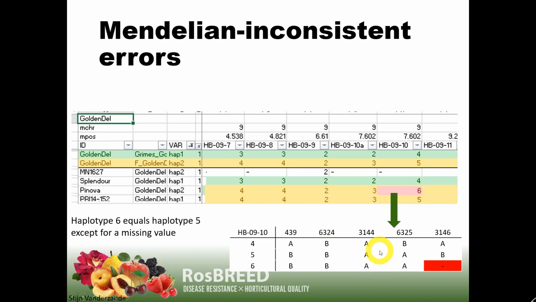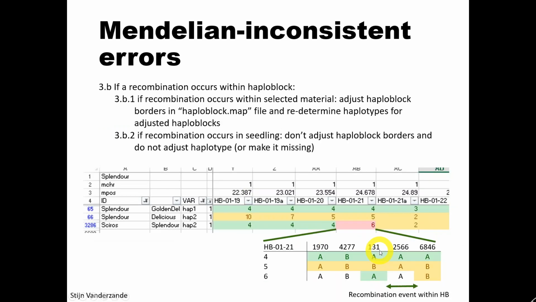But you will have to look up what these are. And then the second thing that I've seen the most is where, again, we have a 6 here, and it's 4 or 5. This time the parent is Splendor, which has a 4 and a 5, and its offspring has a 6. Now, if you look at the color code, you might already start seeing what's happening.